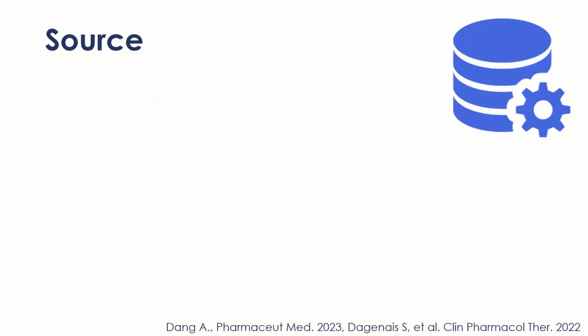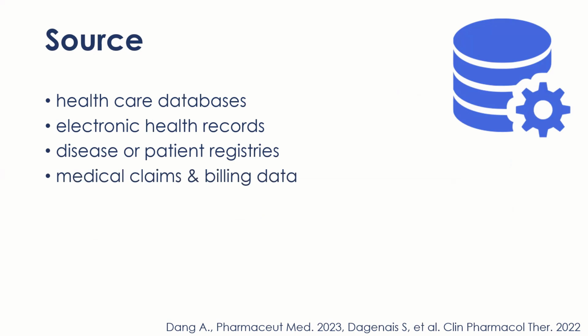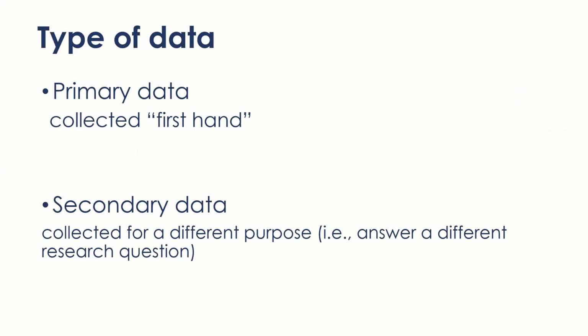The sources of data can also be different in real-world studies, and we can have data from healthcare databases, electronic health records, disease or patient registries, medical claims and billing data. We can gather data from mobile devices and wearables. We can conduct surveys and collect data. We can also include data from biobanks, or we can even have data from social media.